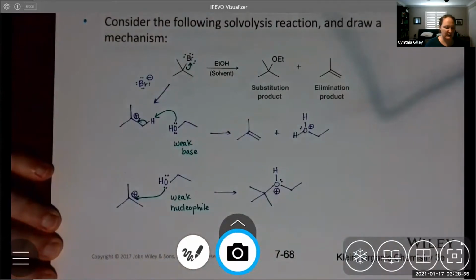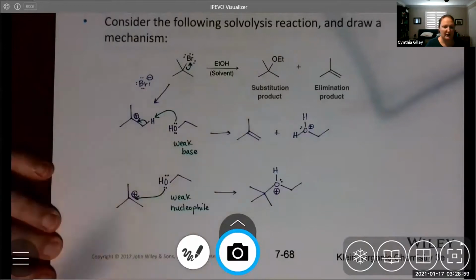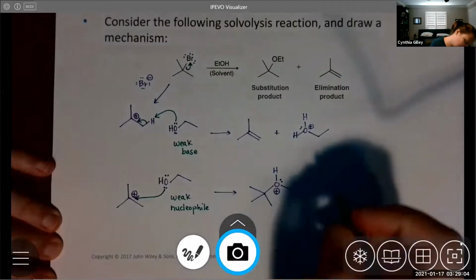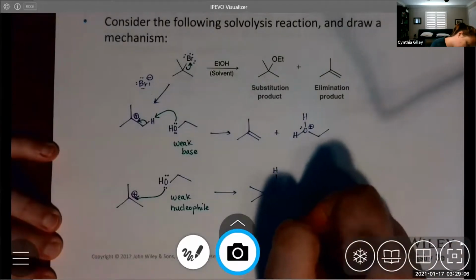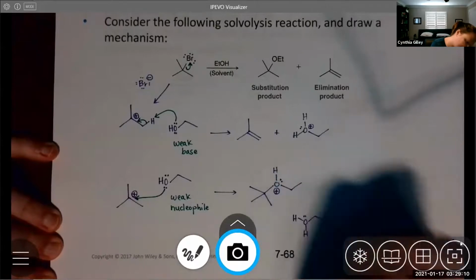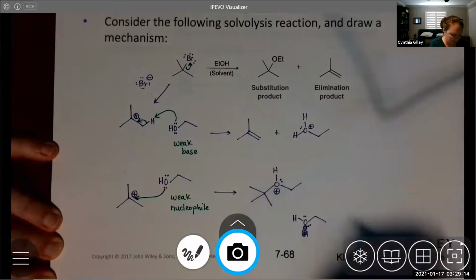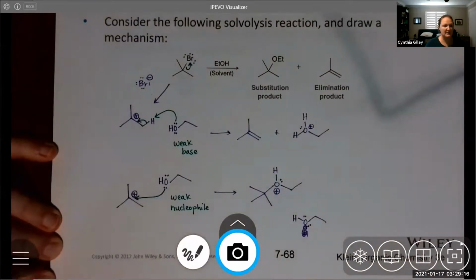And now we're really close to the product. All we need to do is remove this proton. We're going to call that a deprotonation to get to a neutral product. I also formed protonated ethanol again in that step. Oh, sorry, I did not. I did not form that yet because it just formed the bond, so we didn't protonate it.